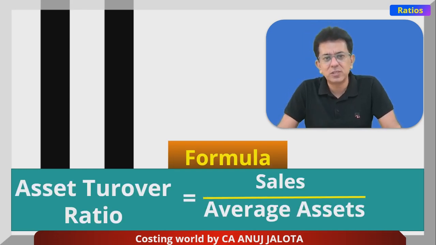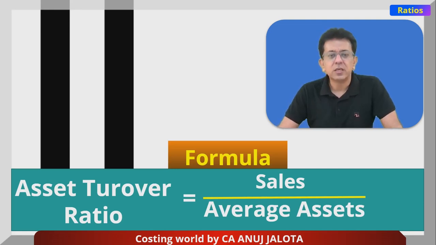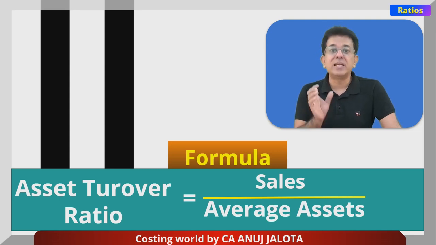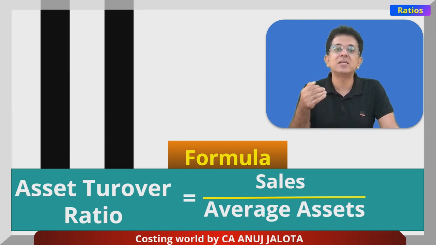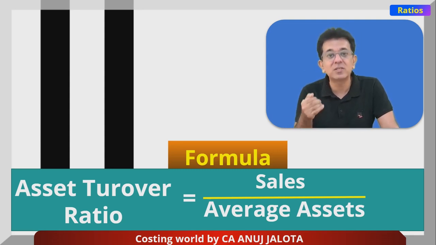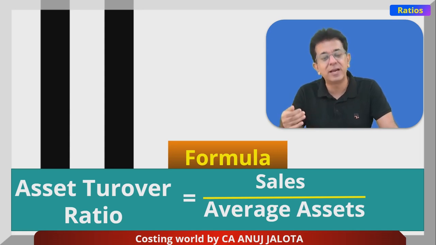Now, see, first of all, what do you mean by asset turnover ratio? Asset turnover ratio is sales upon average assets. What does this ratio tell you? Your denominator is always an independent variable. Remember that assets are generated first and then the sales comes and not vice versa. You cannot sell till the time you produce. You cannot produce till the time you buy assets like machinery, land and building and so on.